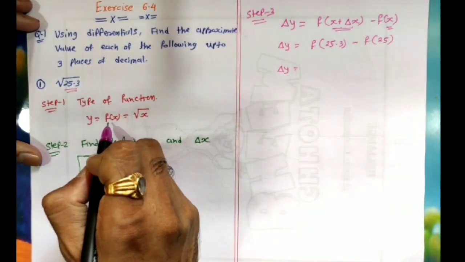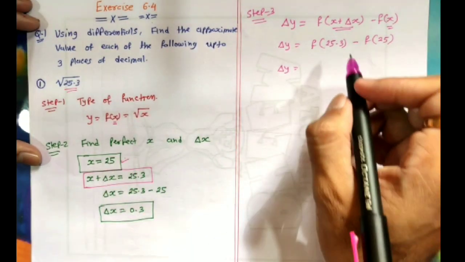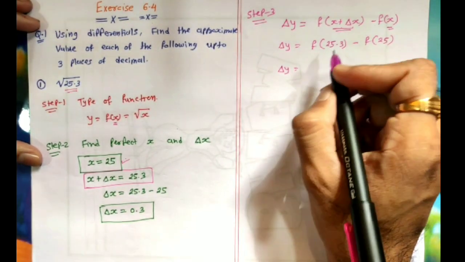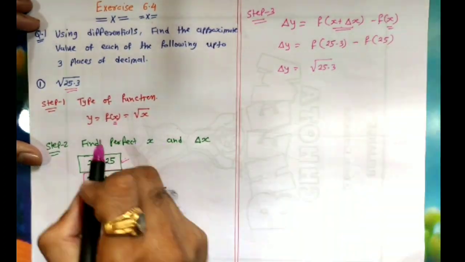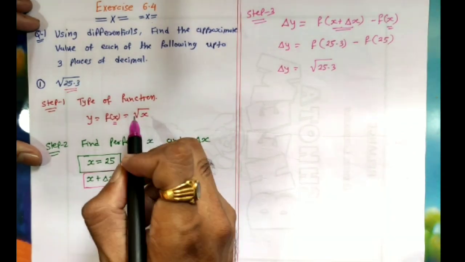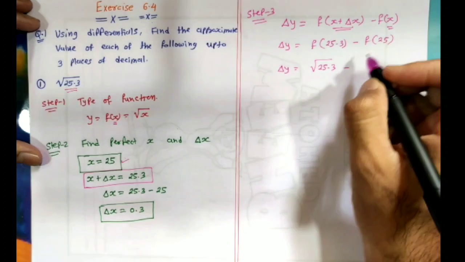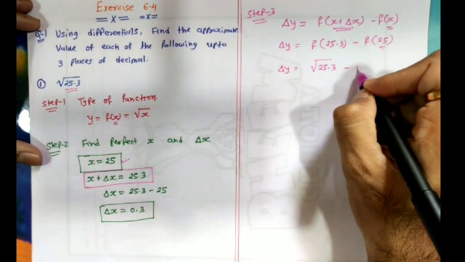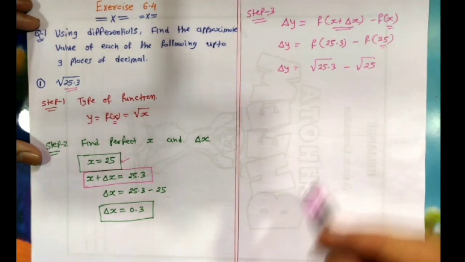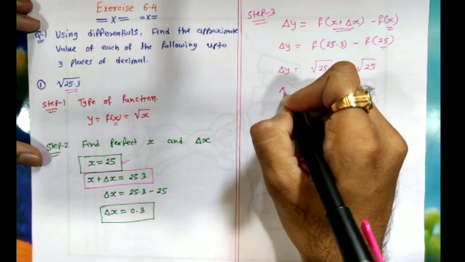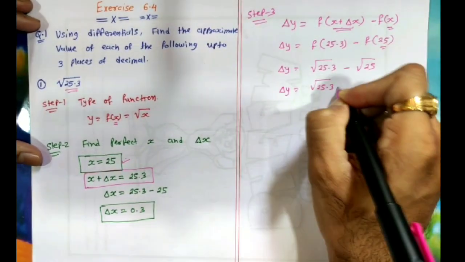Now, according to our function, f of x is the square root of x. So f of 25.3 is the square root of 25.3, minus f of 25, which is the square root of 25. The square root of 25 is 5. So delta y is the square root of 25.3 minus 5.